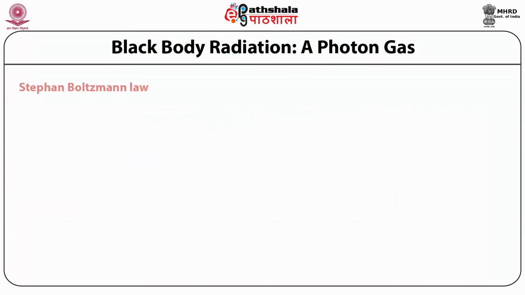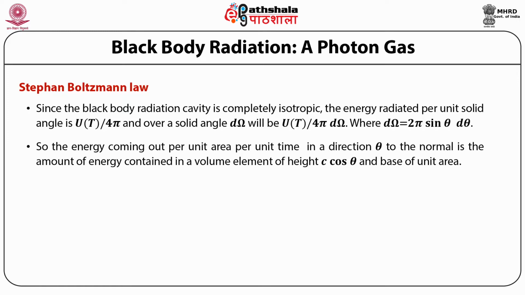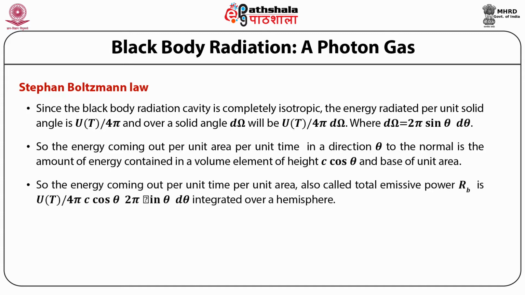Now let's look at the Stefan-Boltzmann law. Since the blackbody radiation cavity is completely isotropic, the energy radiated per unit solid angle is u(T) divided by 4 pi, and over a solid angle d omega will be u(T) upon 4 pi multiplied by d omega, where d omega is equal to 2 pi sine theta d theta. So the energy coming out per unit area per unit time in direction theta to the normal is the amount of energy contained in a volume element of height c cos theta and base of unit area. So the energy coming out per unit time per unit area, also called the total emissive power R_B, is u(T) upon 4 pi, c cos theta, 2 pi sine theta d theta, integrated over the hemisphere.